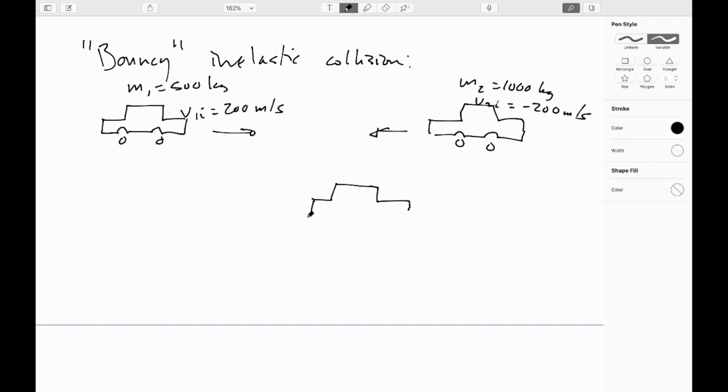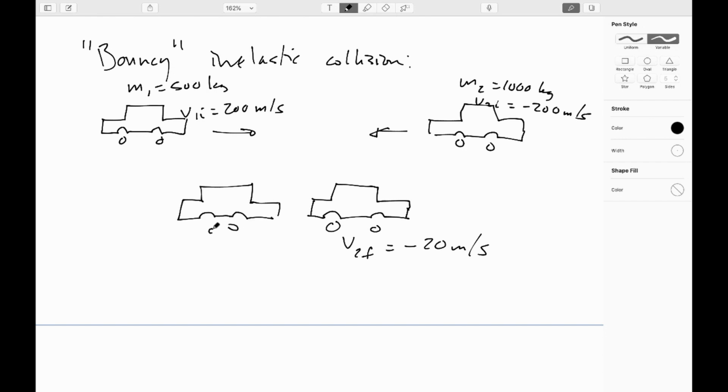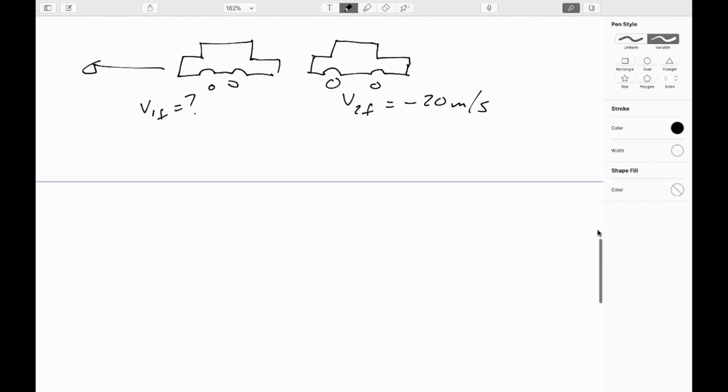So let's say that the big car winds up exiting out at V2 final equals minus 20 meters per second. We would like to know when the first car bounces off, we know from our intuition it'll be going to the left. We'd like to know what V1 final is equal to. Again, it's the exact same idea. We can go ahead and conserve momentum in x and y here.